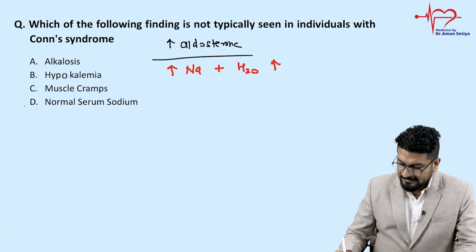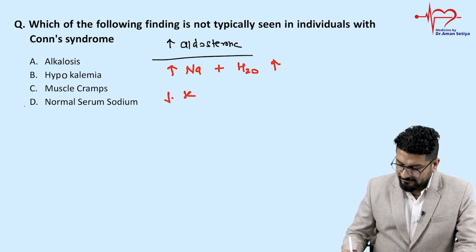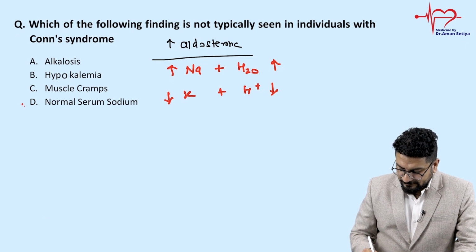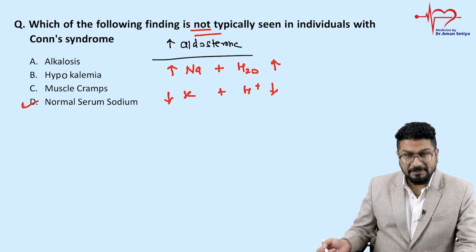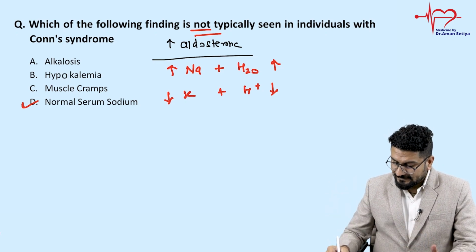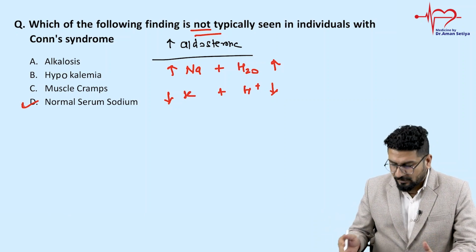This will be more, and in exchange, potassium and H positive ion are lost. So potassium will be less and H positive ion will be less. Understand this: sodium is more. Normal sodium is not typically seen. There is hypernatremia, so sodium is generally increased. Water is increased, but later on due to diuresis this will become normal. So that is not even an option.